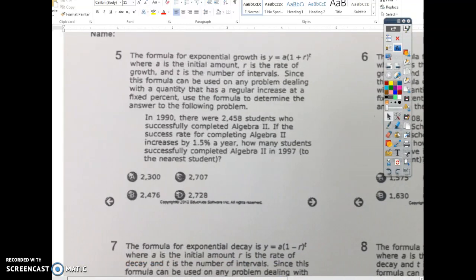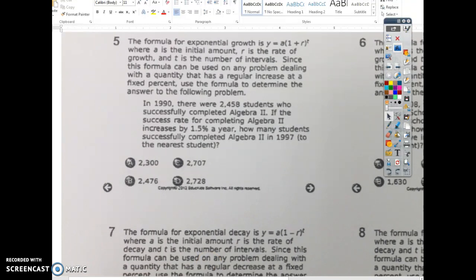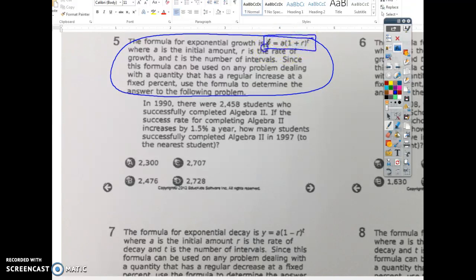Problem number 5. Looks like a really long problem, but it's not. The whole top part is all about the type of equation that you're going to be using, okay? So it's going to be a plus, not a minus. That's all you need to know. So you're going to be using y equals a parentheses 1 plus r to the power of t. Okay, that's all that means. You don't even have to read it.